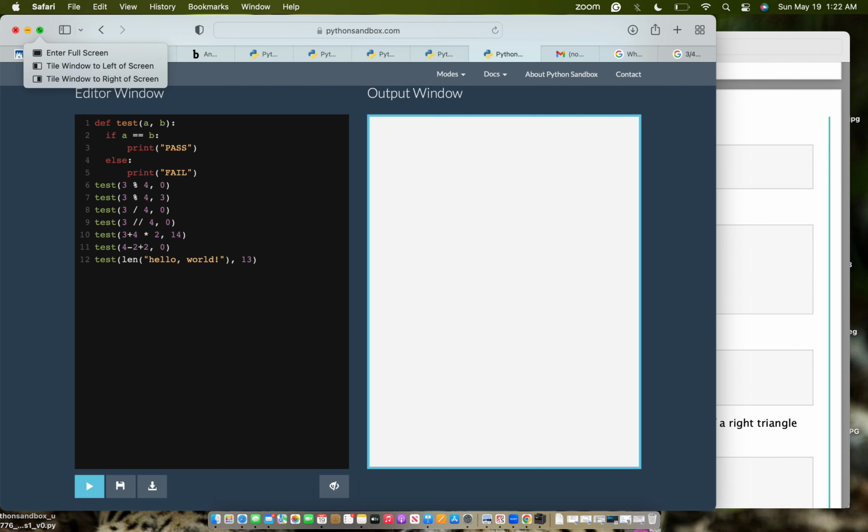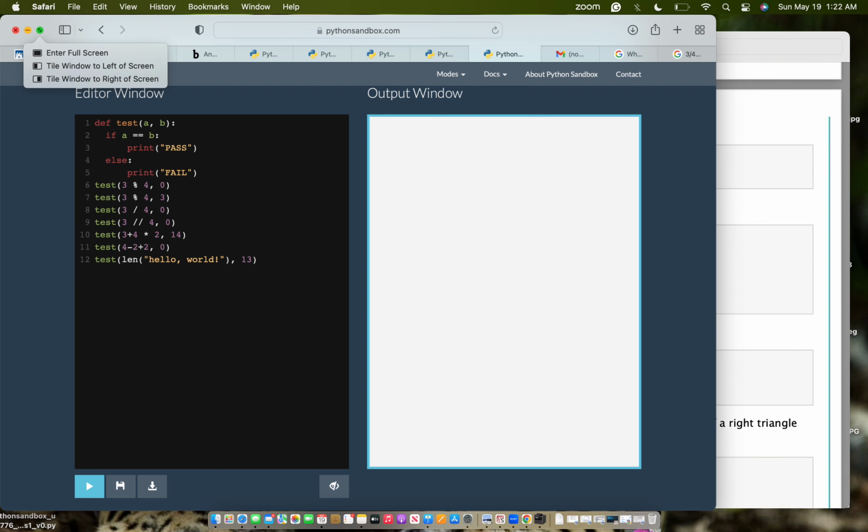So for the first test, we have 3 % 4 is equal to 0. Remember that the % is determining the remainder of 3 divided by 4. So 3 is not divisible by 4, so the remainder, when 3 is divided by 4, would just be 3, which is not 0. So as you can see, the program also determined that as fail, which is great.